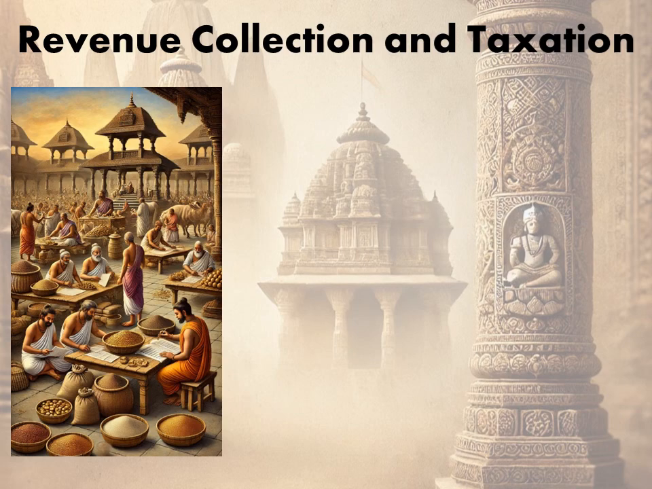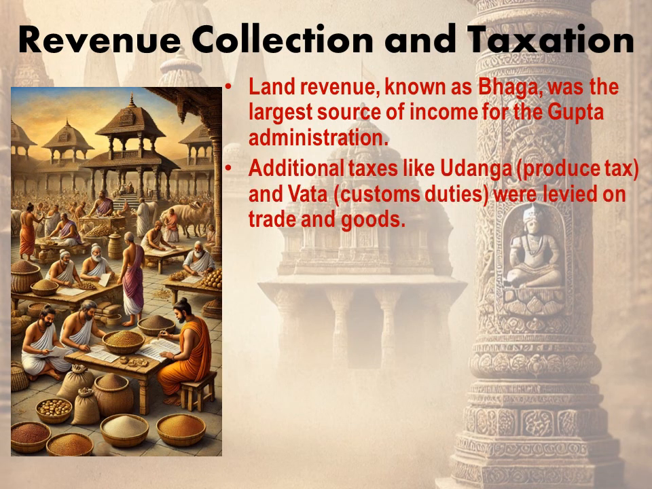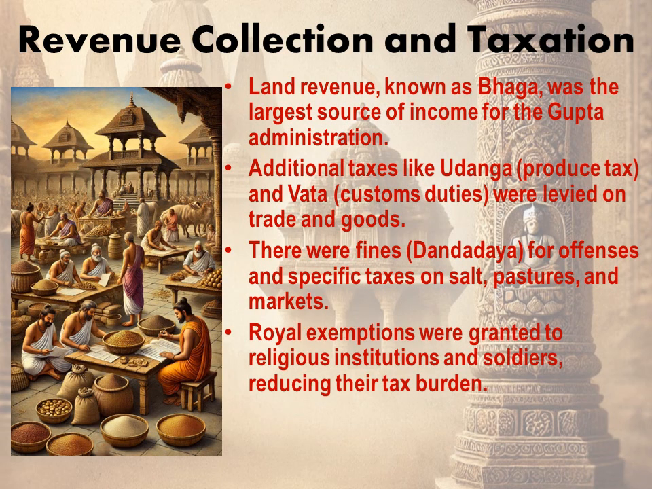Revenue collection and taxation. Land revenue, known as Bhaga, was the largest source of income for the Gupta administration. Additional taxes like Udranga, which is a produce tax, and Vata, which means customs duties, were levied on trade and goods. There were fines, dandadaya, for offences and specific taxes on salt, pastures, and markets.